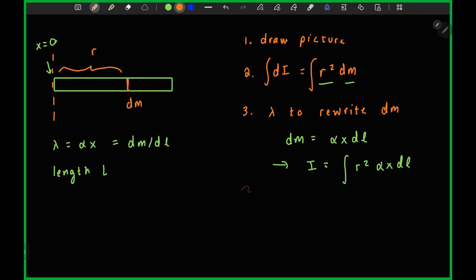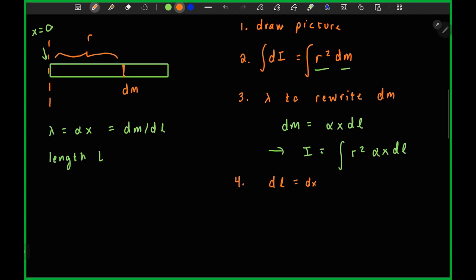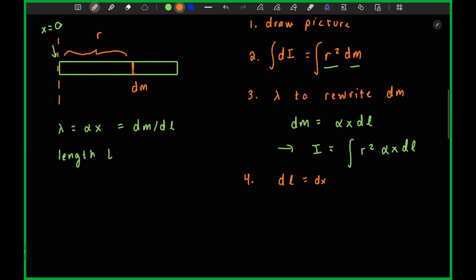Step four, we want to introduce a coordinate system. In our last problem, this required explicit introduction. In this problem, because density is dependent on position, we were already given a coordinate system. We know where x equals 0 is. And so we want to note down a couple of things. First of all, our rod is aligned with the x-axis. Therefore, dl is equal to dx. And therefore, we also know our bounds of integration. So we can write I is equal to the integral of r squared alpha x dx. And moreover, it looks like we'll be integrating from 0 up to L.